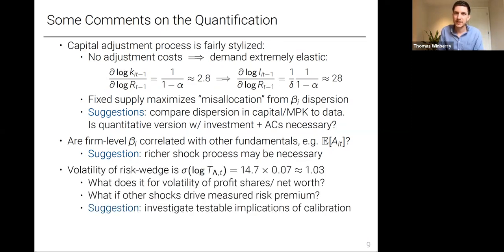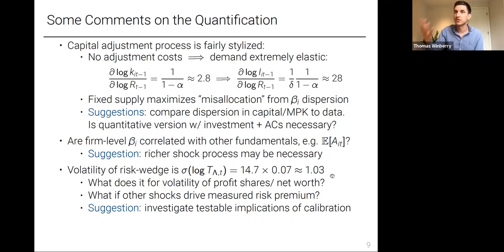The third kind of quantitative comment is also about this risk wedge, building on what I was thinking about in the last slide. So the risk wedge, as Joel said, is an elasticity, log risk wedge, I should say, chosen to be 14.7 times aggregate TFP, the standard deviation of which is like 0.07. So the log volatility of this risk wedge is quite large.